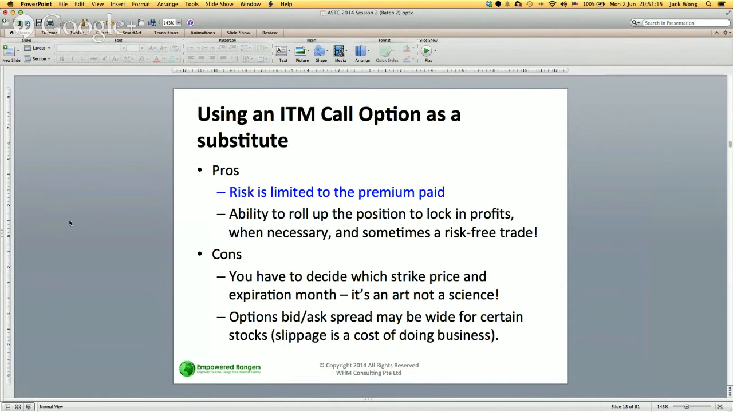Number one, as opposed to long stock, a call option eventually will give you a limited risk position, so I like that. Two, there is the ability to roll up, and I'm going to show you the roll up thing for this particular position. And also, this position allows us to have a risk-free trade, which means that whatever we have invested in the option, we actually took all the risk out of the trade. The trade is actually risk-free.